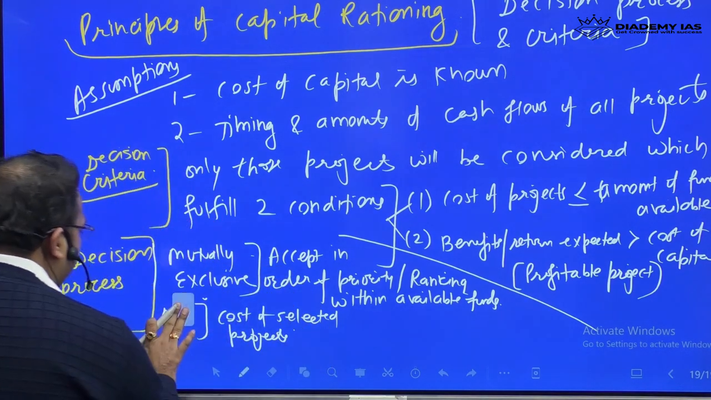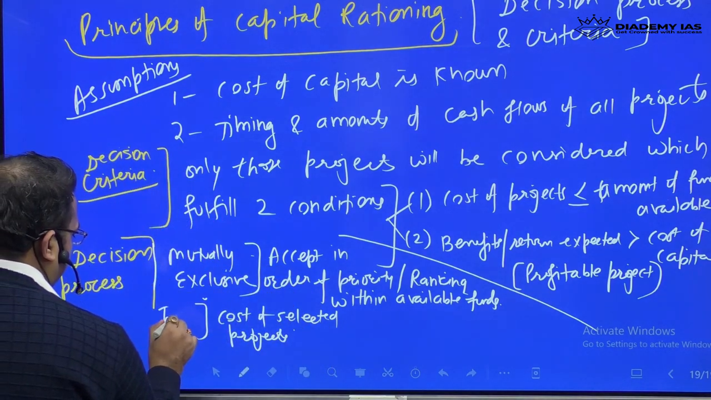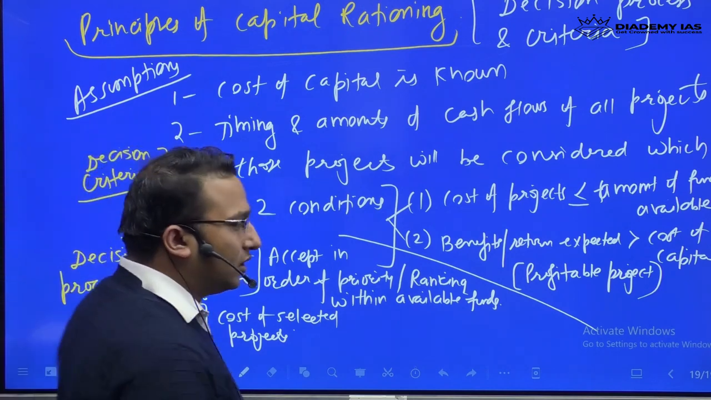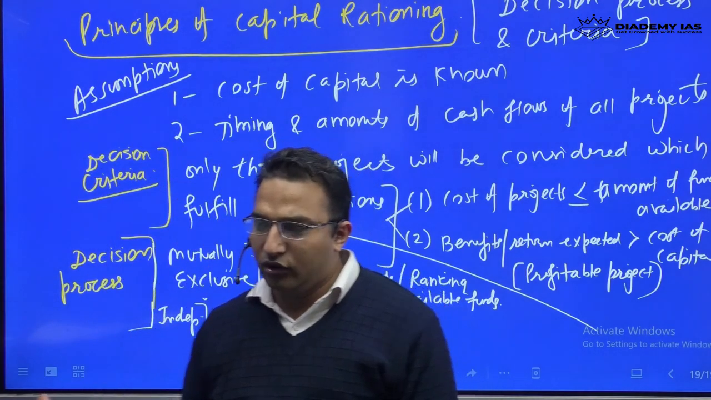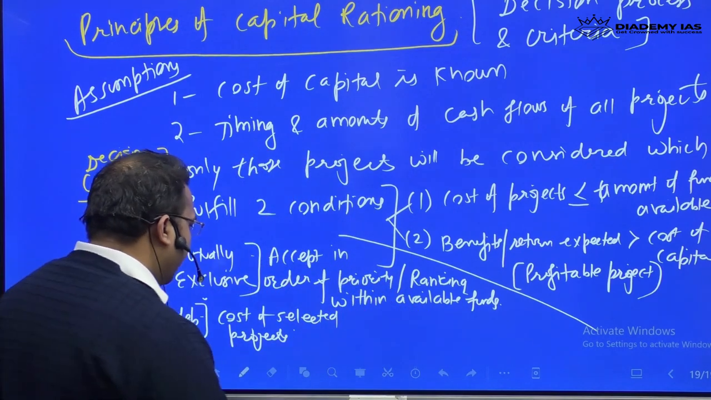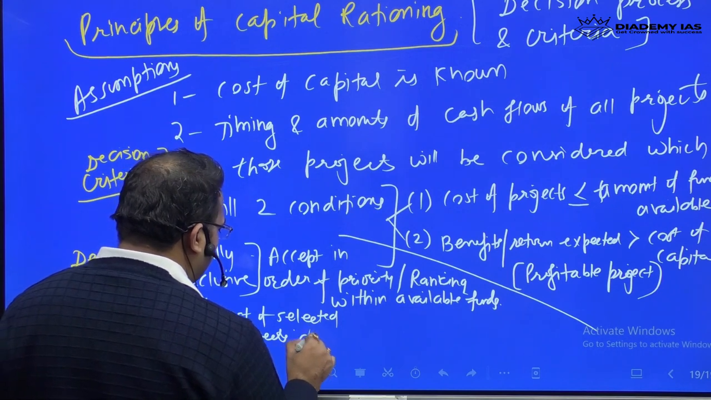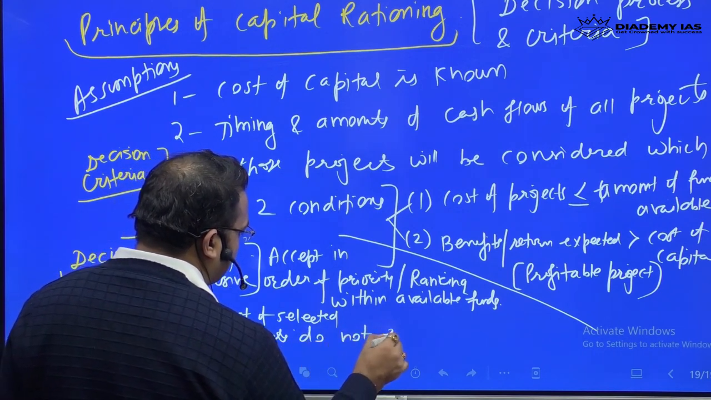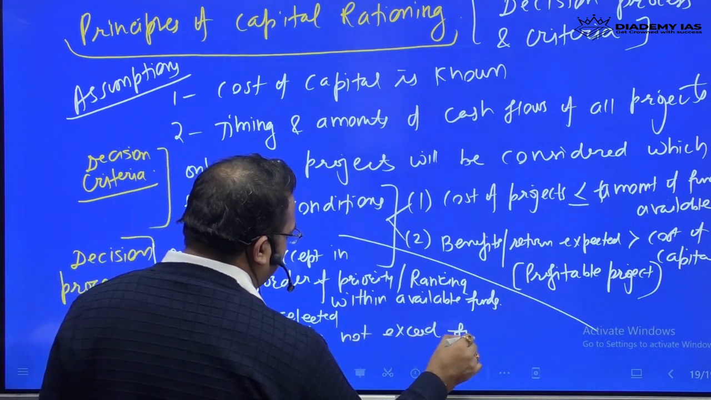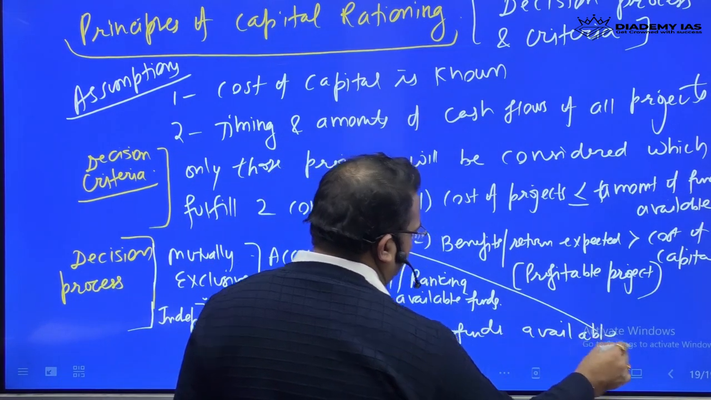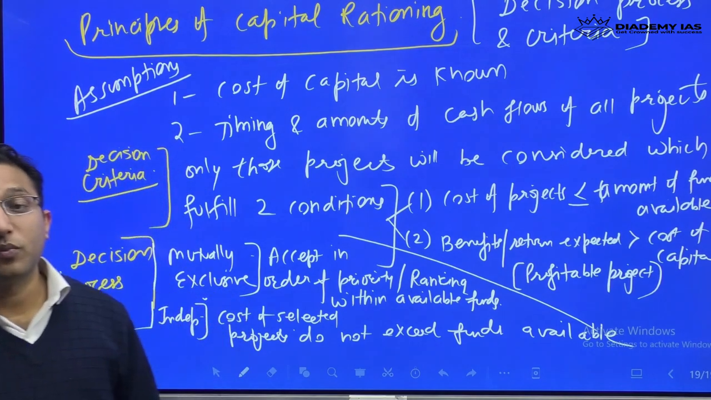And in case of independent projects, we might choose all of them because all of them are profitable. So we can choose as long as the cost of selected projects does not exceed the funds available. And here also definitely we will choose the more profitable project first.